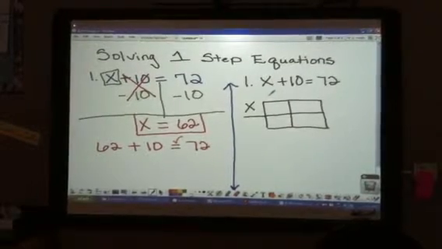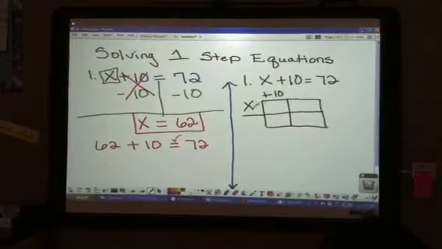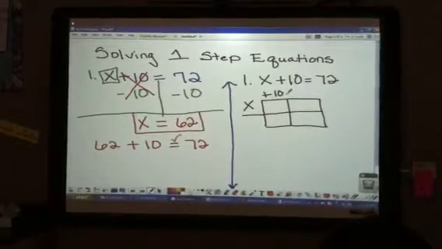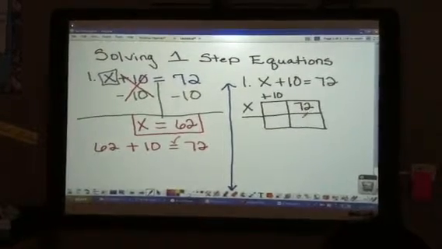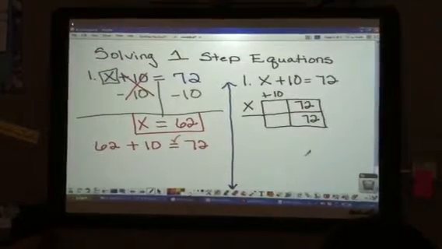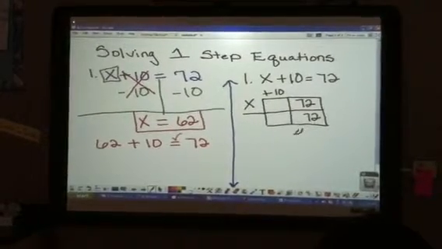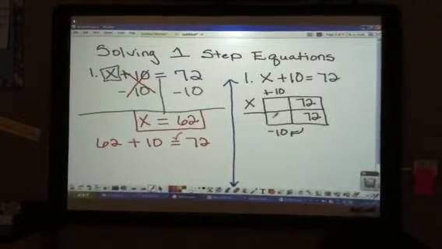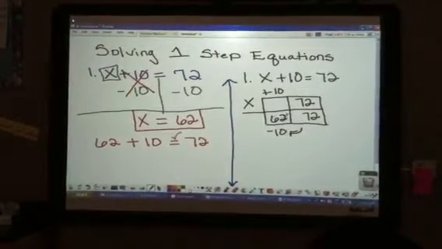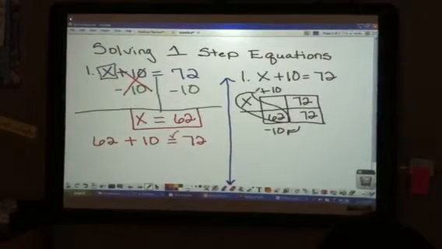So right off the bat, we're adding 10 to x, which ends up giving me 72. I'm going to bring my 72 down here again. Now here, since I added 10, I'm going to do the opposite here, and I'm going to subtract 10, which will give me 62. So my answer then is x equals 62.